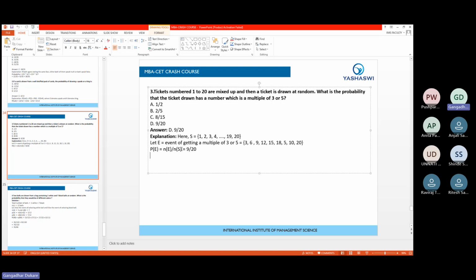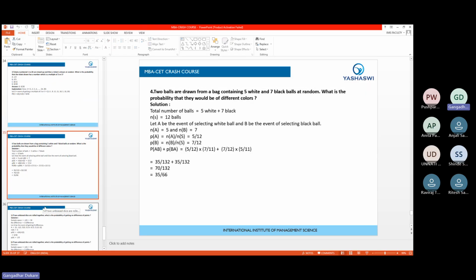And the number of samples, that is the total sample we take, is 1 to 20. So the probability of the event E equals n(E), the number of events, upon n(S), the number of samples, that is 9 upon 10. Okay. Likewise, we are going to calculate the probability for this particular question.